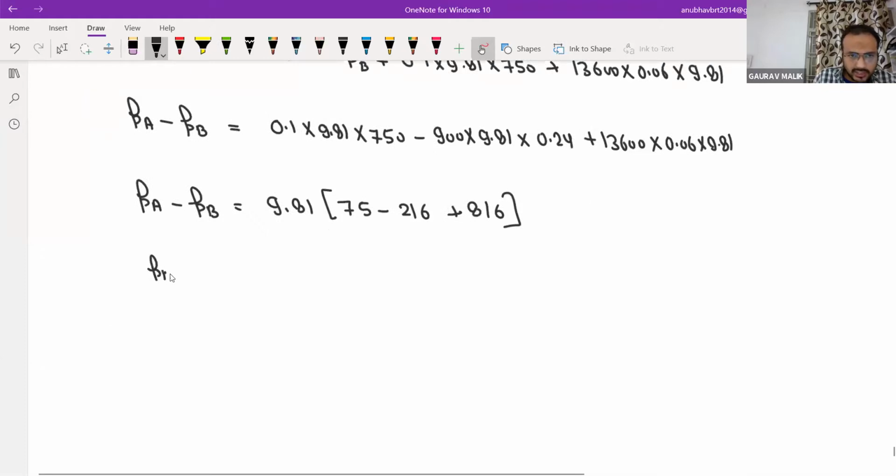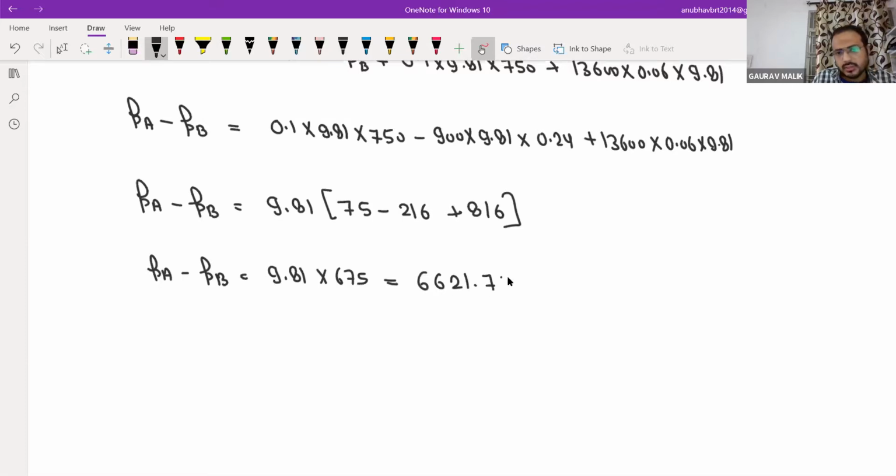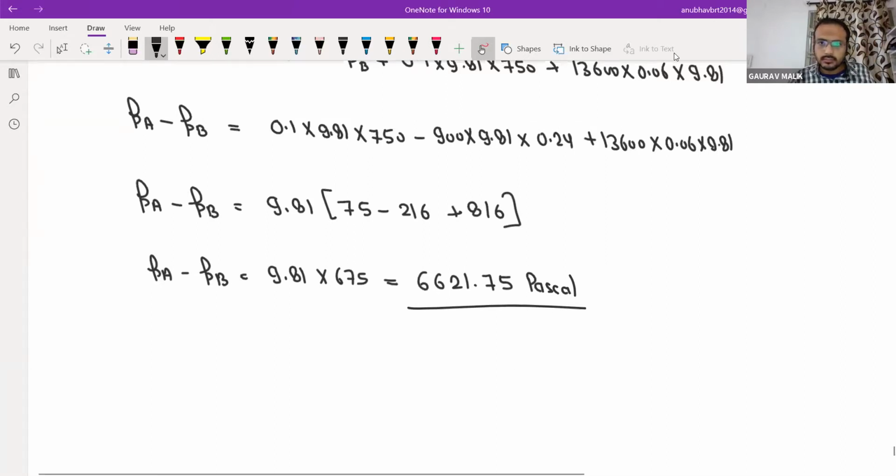If I am right, we will get PA minus PB is equal to 9.81 into 675. So we will get 6,621 Pascal. Nearly 80% of students got the right answer. Very good. You need to solve questions like this.